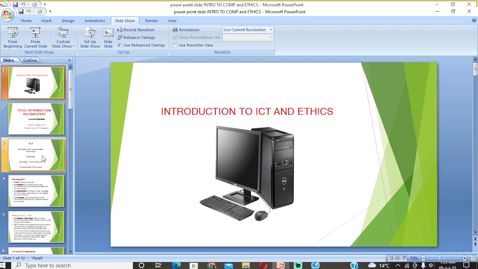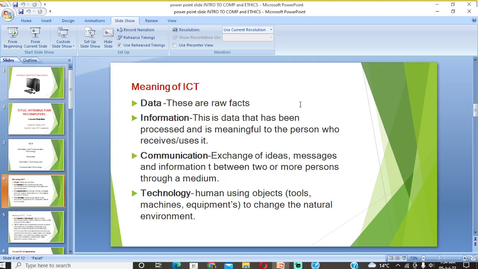That is, what is ICT? ICT is information and communication technology. So we are going to discuss information technology and communication technology. What it means by ICT involves quite a number of terms. So we want to look at some of the terms that can drive the meaning of ICT.